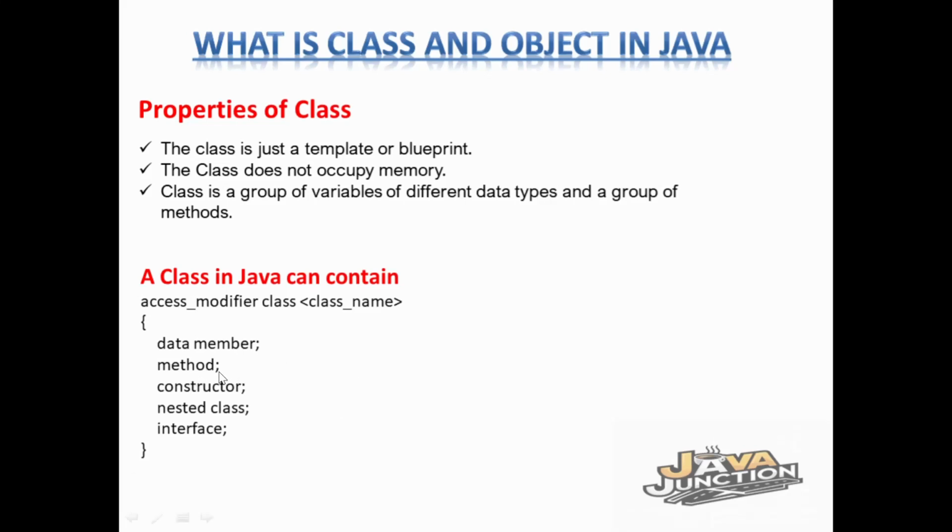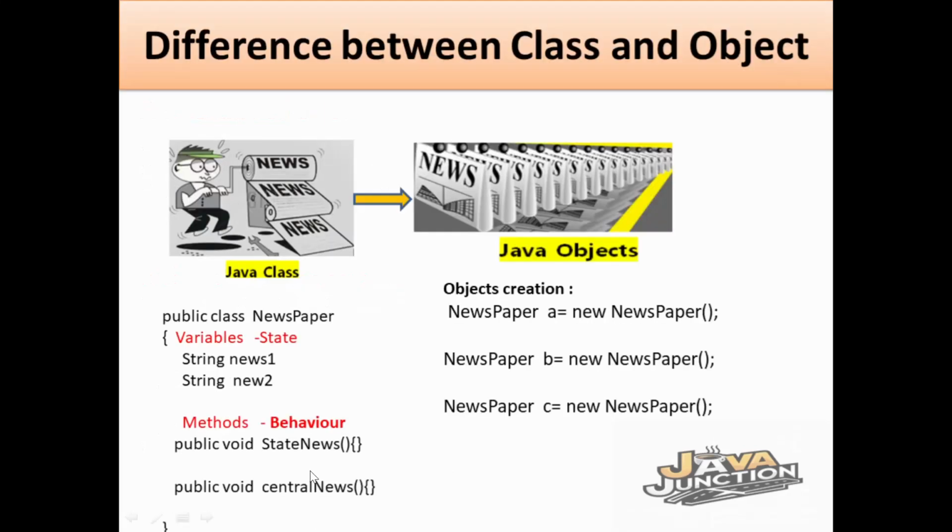For example, in our previous slide, I have created two methods. Here you can see news one and news two, state news and central news. These two methods you will perform based on the variables. It will occupy memory based on the state, not on the behavior. Behavior is just an action, but the state occupies some variables, which I declare here, and according to the variables you can finalize how much memory is allocated for each object.